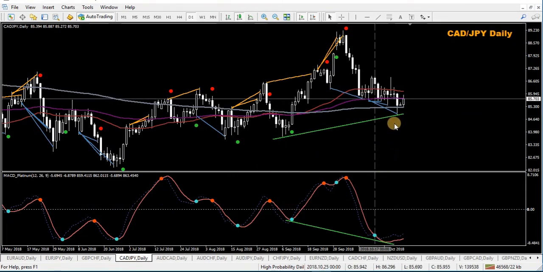CAD Yen, nothing happening at the moment. Looking for a possible buy setup, but until we get a green QMP dot, nothing doing.